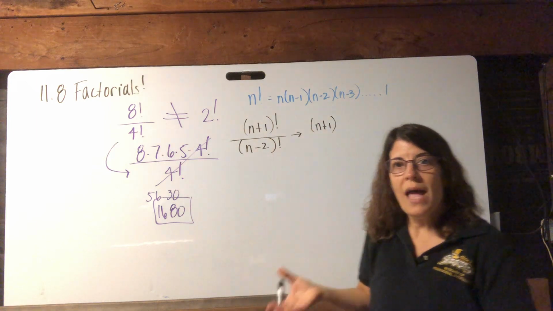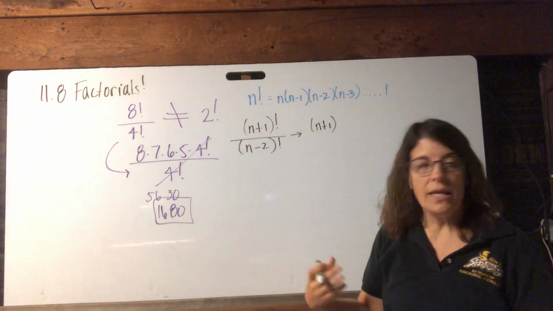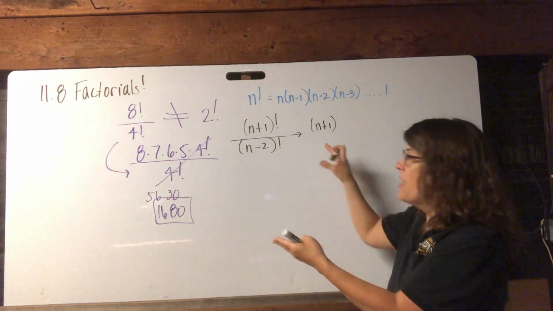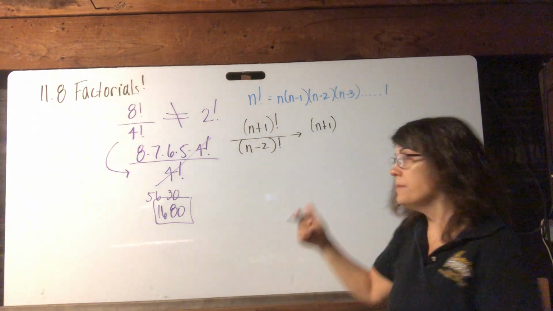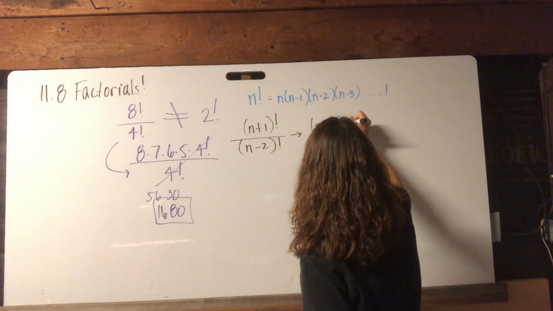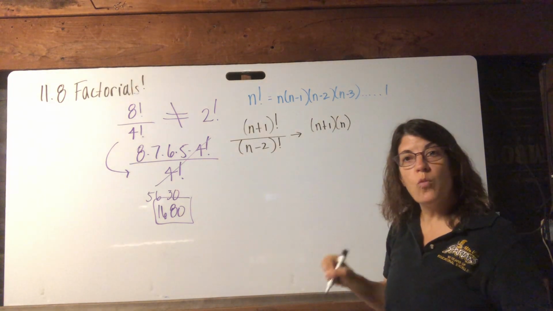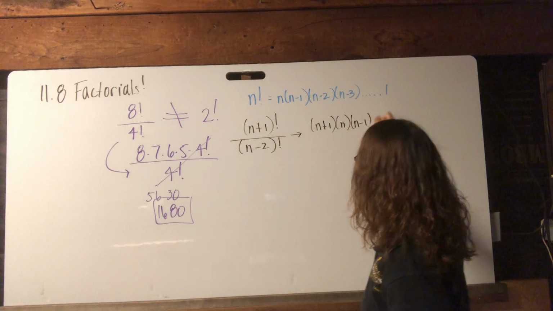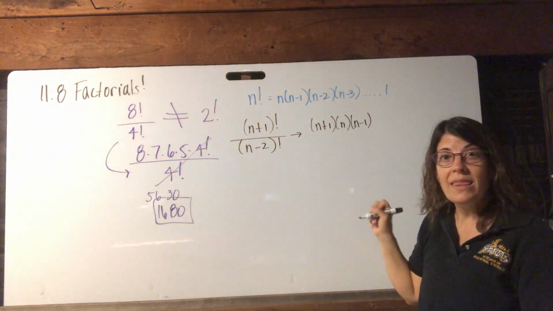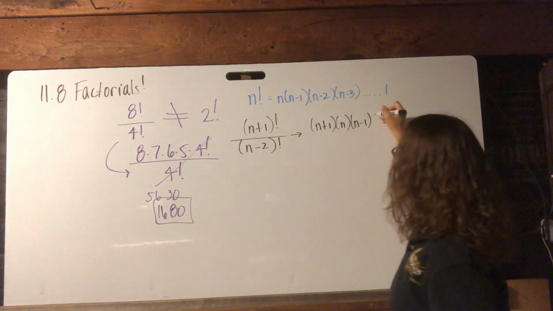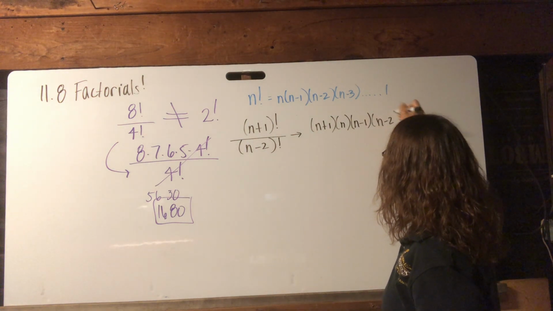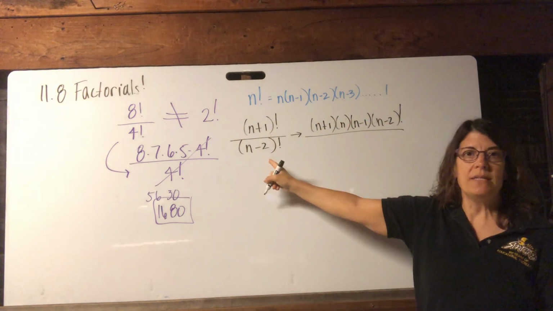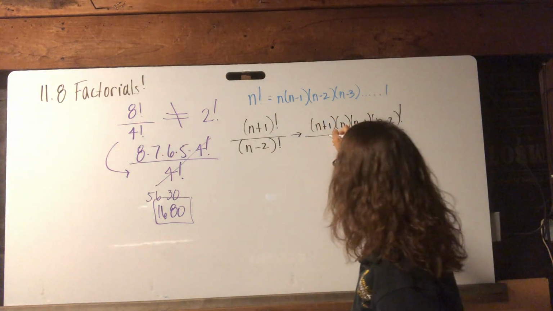What comes after n plus 1, like on a number line? What is the number 1 less than n plus 1? n. And the number 1 less than n is n minus 1. And the number 1 less than n minus 1 is n minus 2. And I'm going to stop there because my denominator is n minus 2.